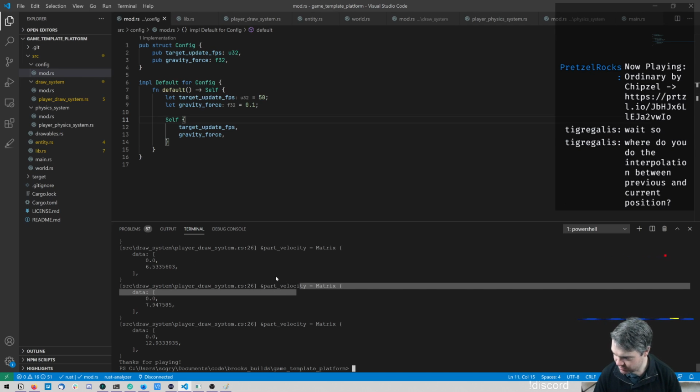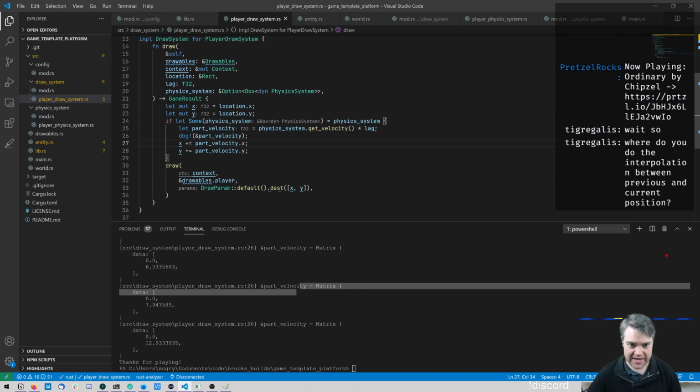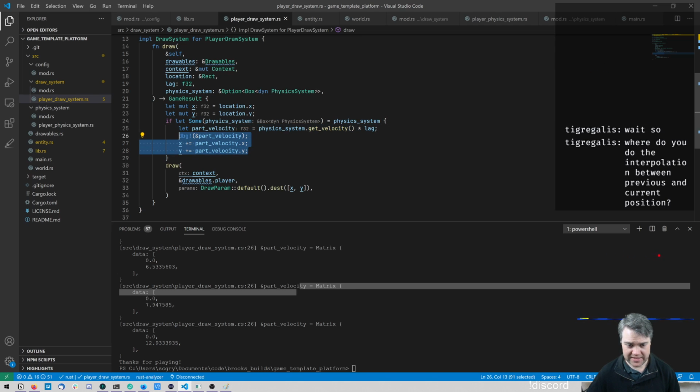Where do you do the interpolation between the previous and the current position? It's not the previous and the current position. It's the current position and the next position that I'm doing. And I'm doing that in the player draw system right here. So I'm taking the known velocity that we have, and I'm saying, given our known velocity, let's go ahead and move us over, sort of like predicting where you're going to be. And I definitely don't need that debug anymore.